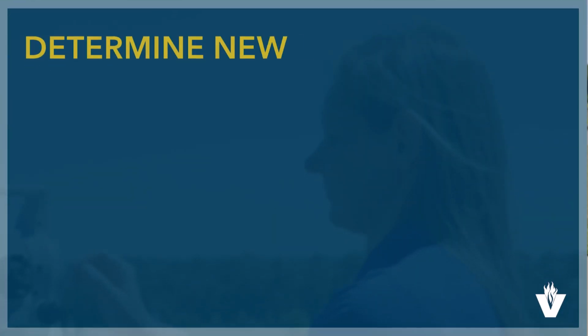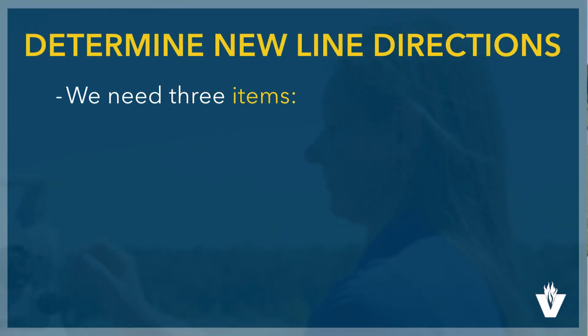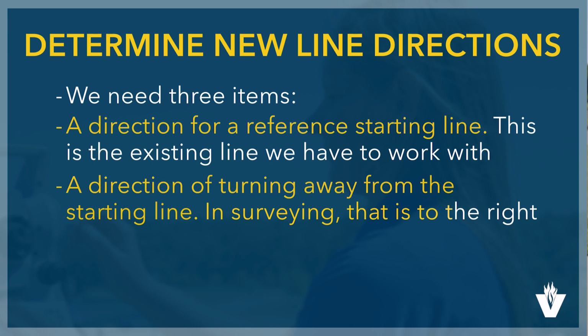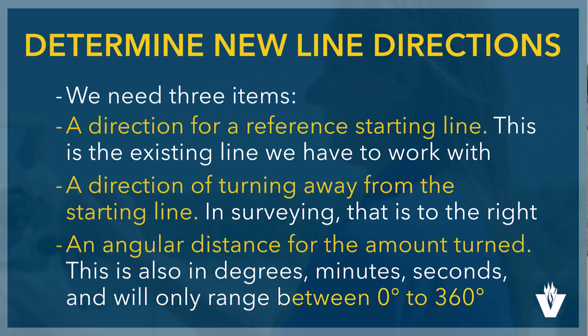If we want to add more lines to an existing line, an angle has to be measured. We need 3 items to determine the direction of the new line. A direction for a reference starting line. This is the existing line we have to work with. A direction of turning away from the starting line. In surveying, that is to the right. An angular distance for the amount turned. This is also in degrees, minutes, seconds, and will only range between 0 degrees to 360 degrees.